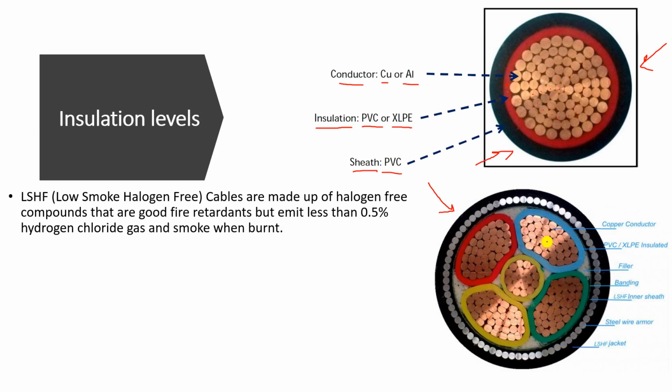Now you can see the conductors are made of copper. This one is the insulating material, which can be PVC or cross-linked polyethylene. Then you will find that between all of these cores you have a small material here. This material is known as the filler. And what is the benefit of the filler? It fills the gap, that's why it's called filler. It fills the gaps between the cores.